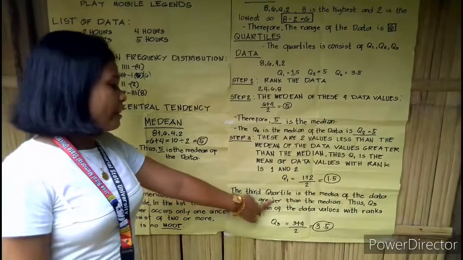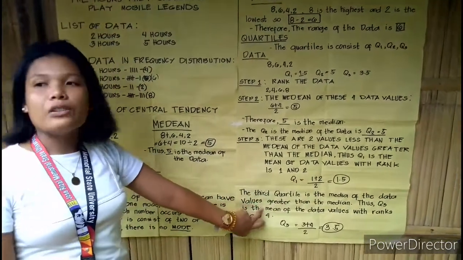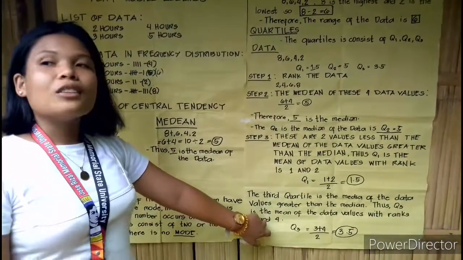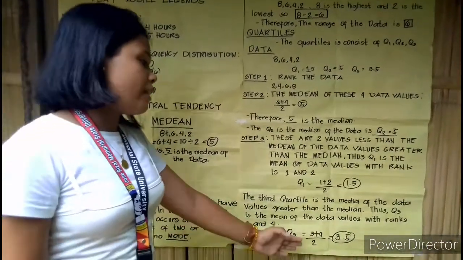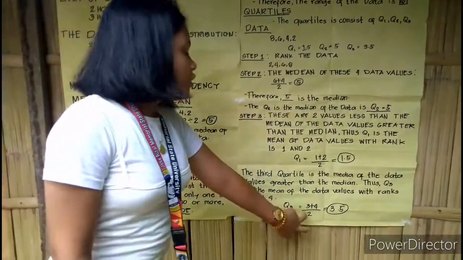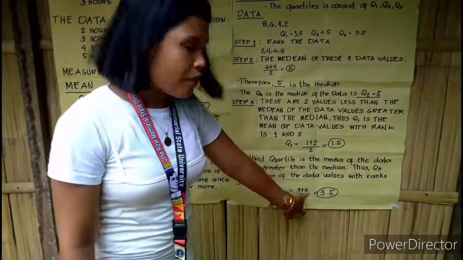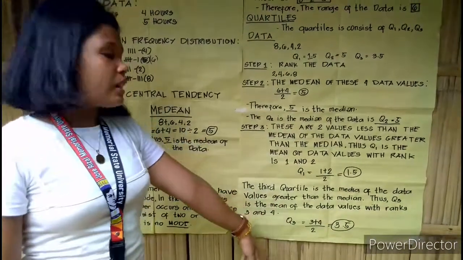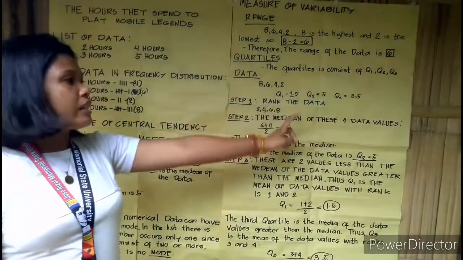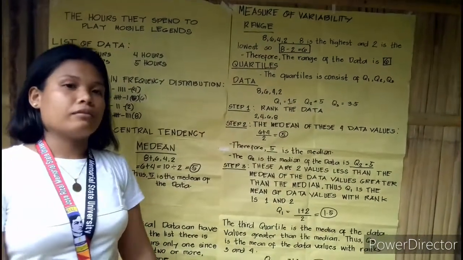So, the third quartile is the median of the data values greater than the median. Thus, quartile 3 is the mean of the data values with ranks 3 and 4. So, let's add. 3 plus 4 is equal to 7. Divided by 2 is equal to 3.5. Therefore, our quartile 3 is equal to 3.5.